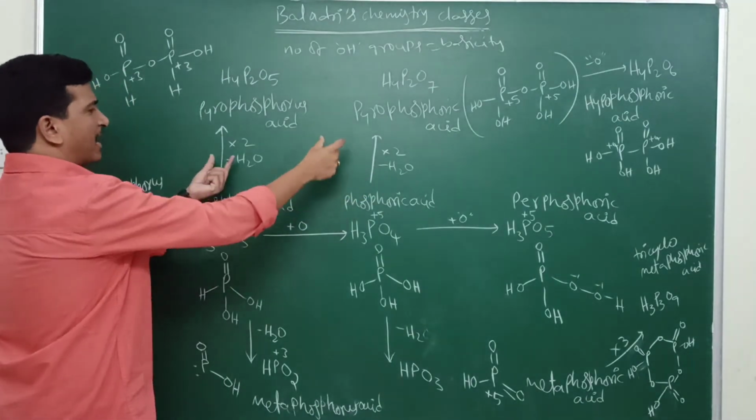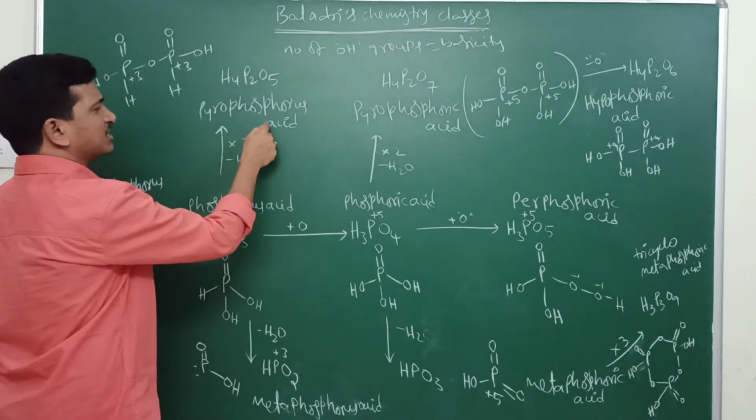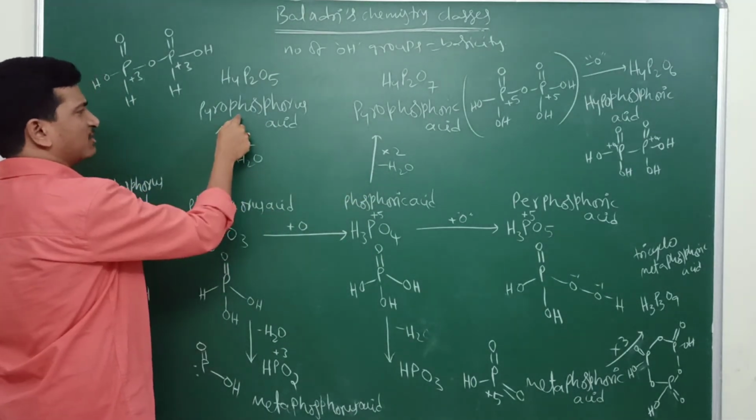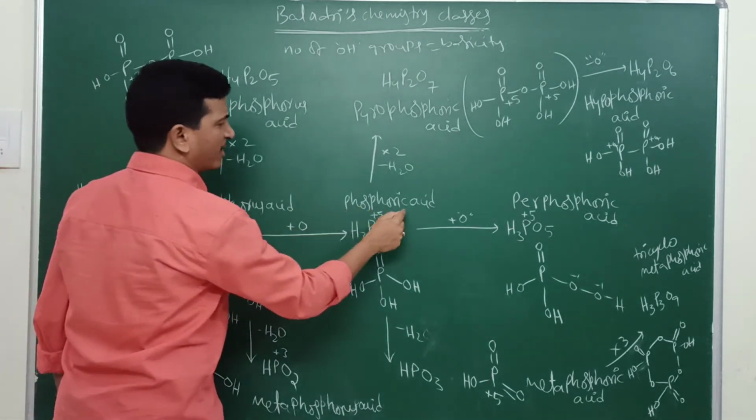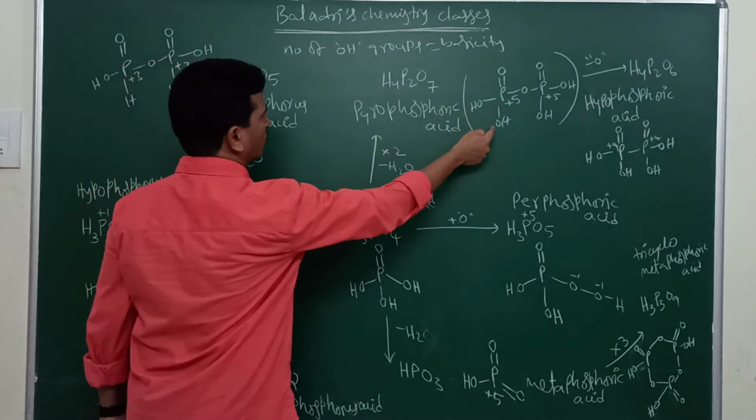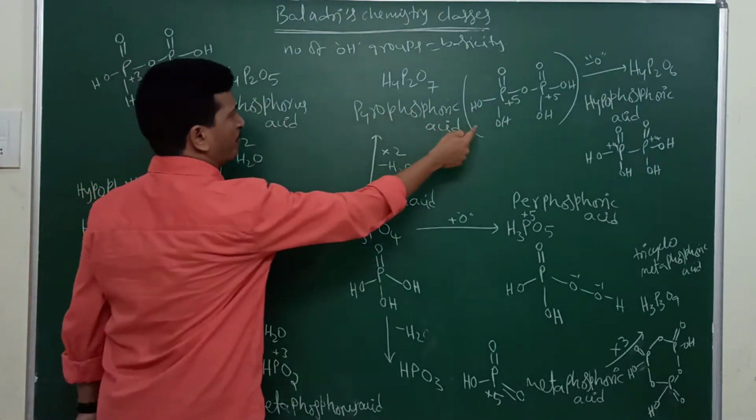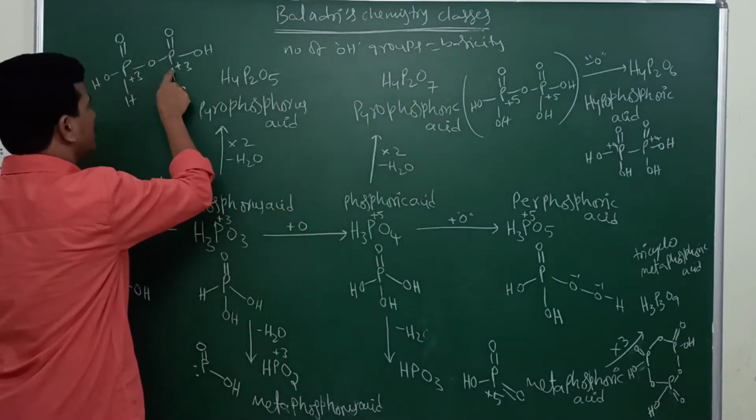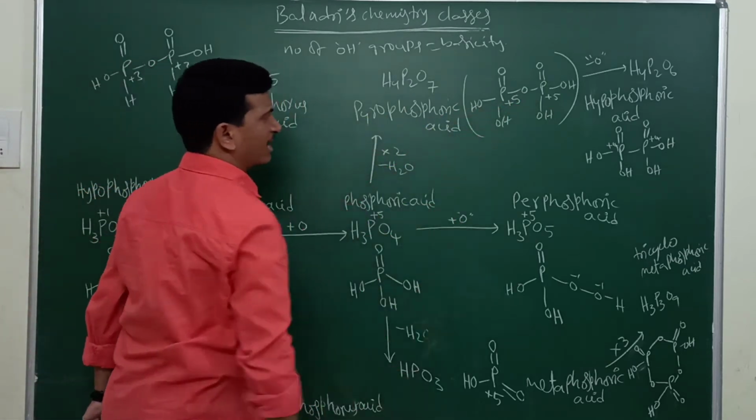Now come here, by doubling and removing water, we will get the acids called pyro. From phosphorus acid, we will get pyrophosphorus acid. From phosphoric acid, we will get pyrophosphoric acid. So I give the structures of both pyrophosphorus acid and pyrophosphoric acid. Here a P-O-P bond is present. Here also a P-O-P bond is present.